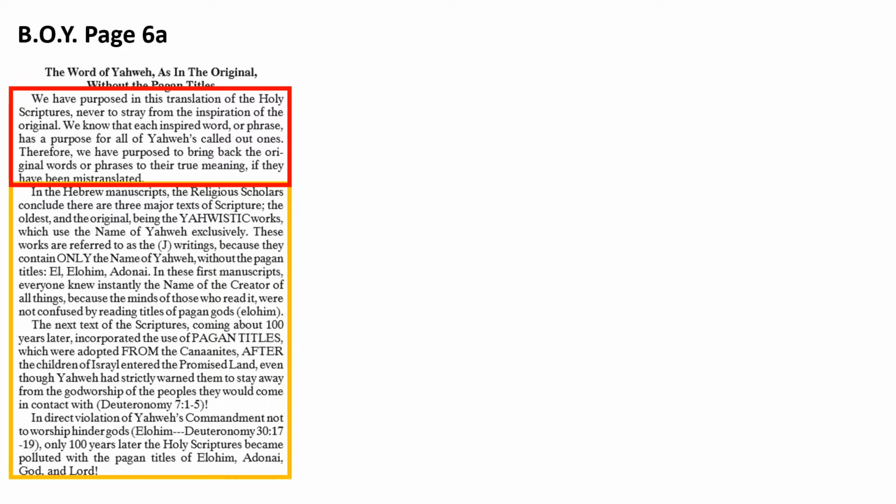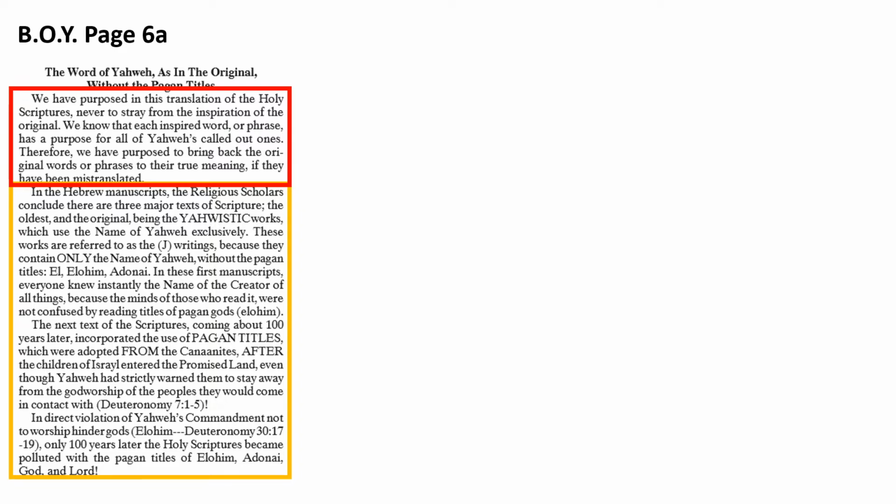Now, if you look in the next part down, when they talk about the scriptures themselves, they say that in the Hebrew manuscripts, the religious scholars, quote unquote religious scholars, which they never name, conclude that there are three major texts of scripture, the oldest and the original being a Yahwistic work, which uses the name of Yahweh exclusively. These works are referred to as the J writings because they contain only the name of Yahweh without the pagan titles El, Elohim, Adonai. Now, this is their claim.